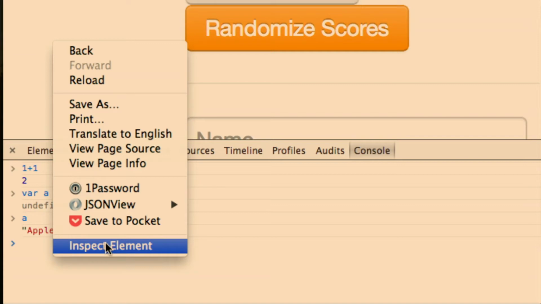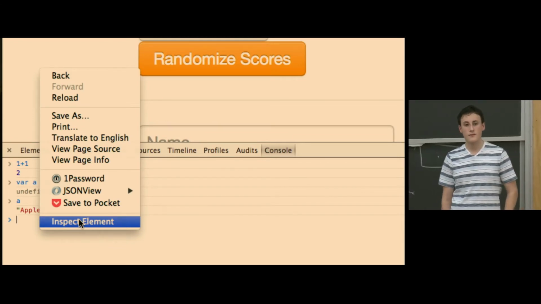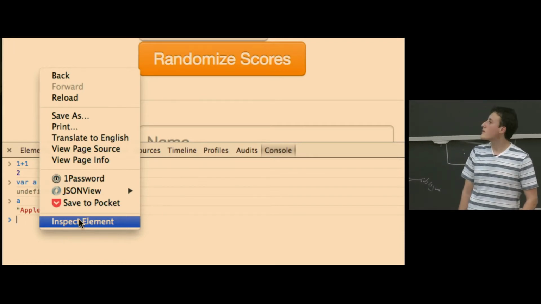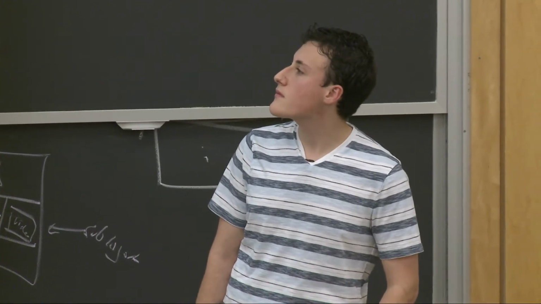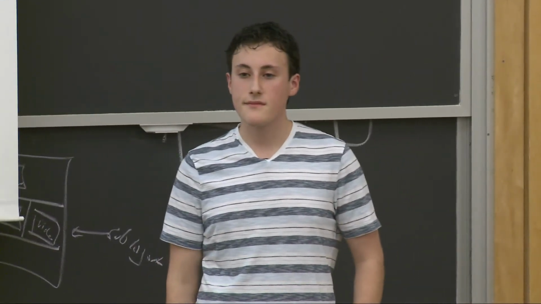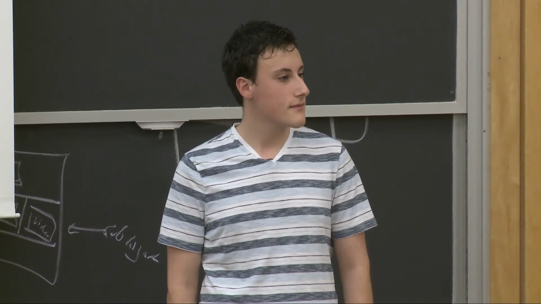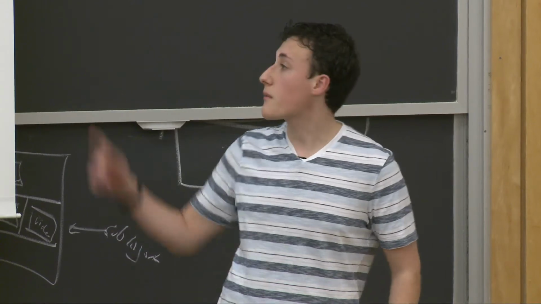How to get to the console? You have to right-click on empty space in the page, and then you go to Inspect Element. So actually, I'd like you guys to just make sure you can inspect element in Chrome and see when you type in some code into the console that it runs properly. Feel free to ask any questions if something's not clear here.